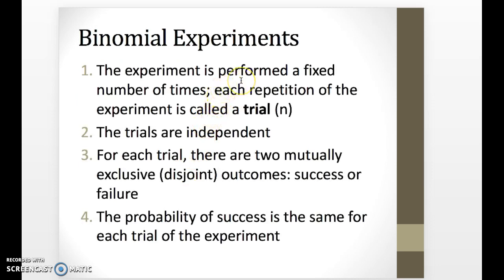So for the binomial, remember that there's 4 conditions we have to meet. We have to have the concept of a fixed number of trials, independent trials, success and failure, and the probability of success remaining the same. Those 4 criteria that we saw in Chapter 6.